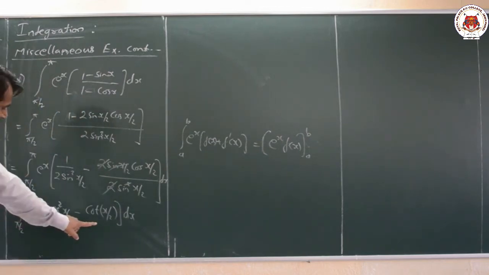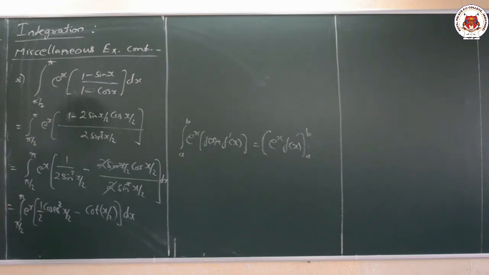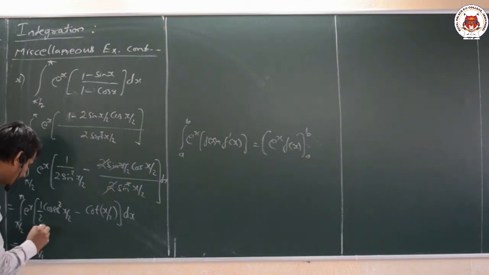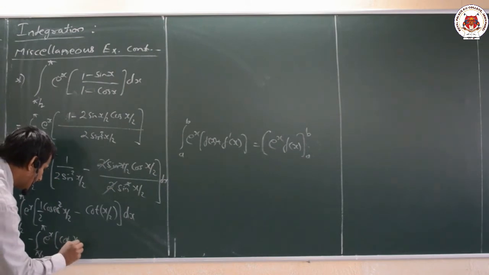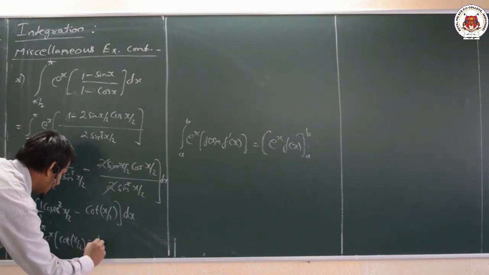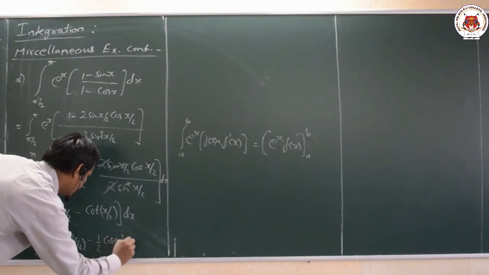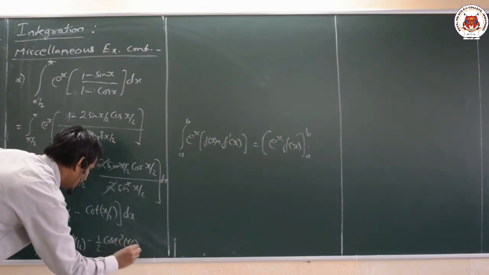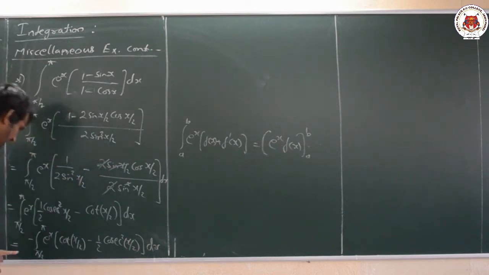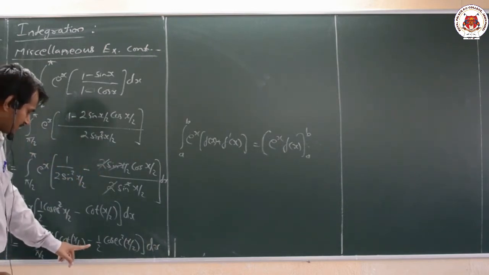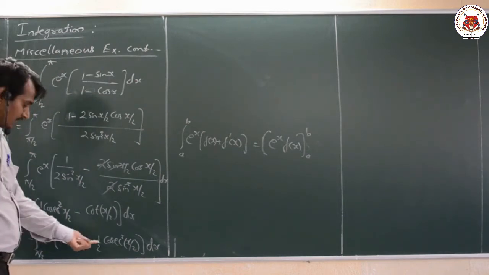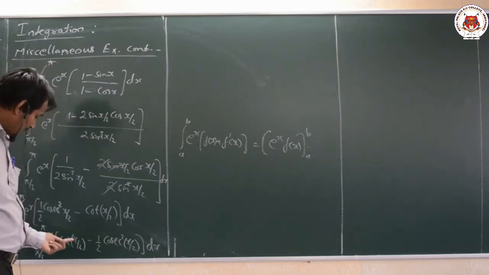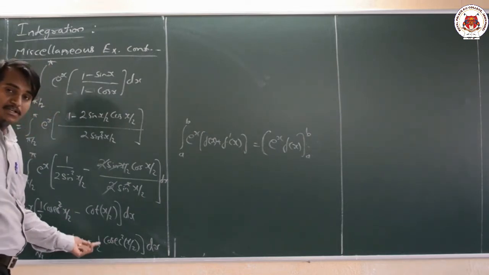Now I will write the cot x at the beginning, or rather take the minus sign outside. We get minus of pi by 2 to pi e raised to x into (cot of x by 2 minus 1 by 2 cosecant square x by 2) dx. If I multiply the minus inside, it becomes plus, the same as before. Now we can observe that the differentiation of cot x is minus cosecant square, and further the differentiation of x by 2 gives 1 by 2.